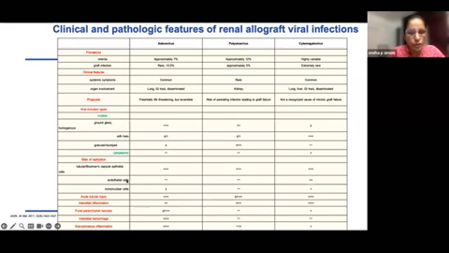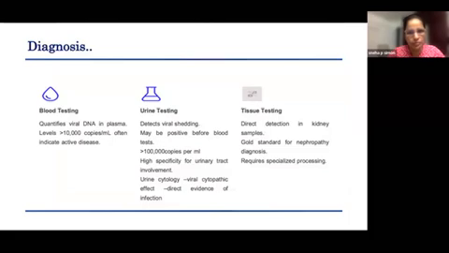Site of replication is usually tubular and Bowman's capsule epithelial cells in all the viruses. And the histopathologic pictures like acute tubular injury, interstitial inflammation, focal parenchymal necrosis, interstitial hemorrhage, and granulomatous inflammation are more severe with adenovirus compared to other viruses. Diagnosis, this is about the histopathology.